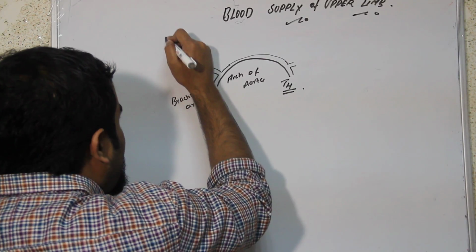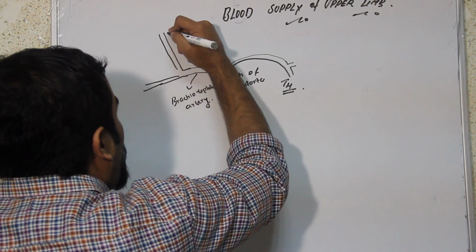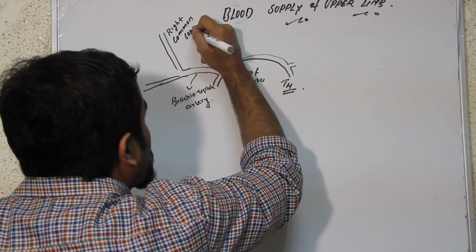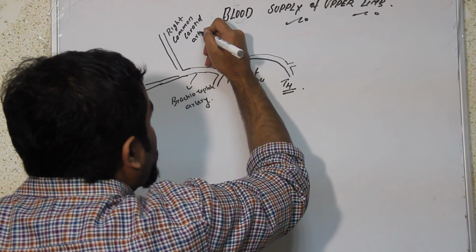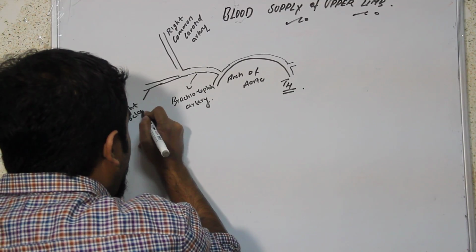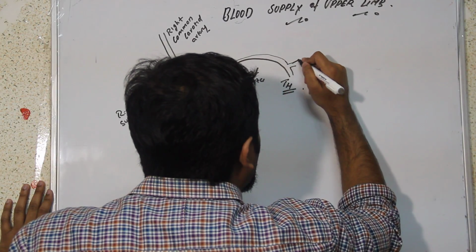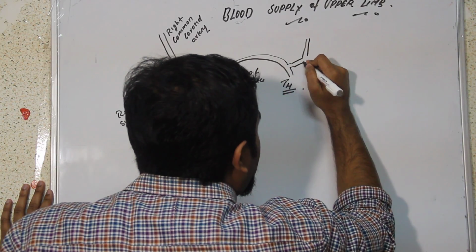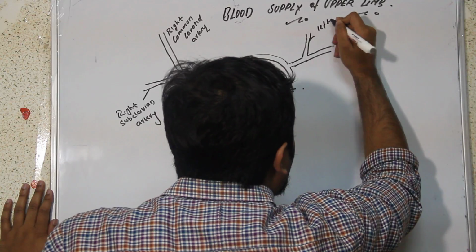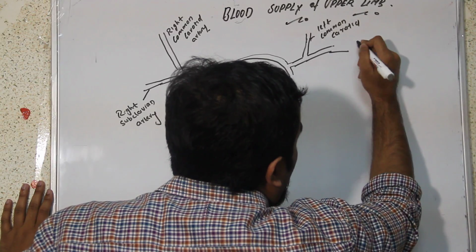This brachiocephalic artery will be divided into two. That is, it will form the right common carotid artery and the right subclavian artery, okay? And the left side forms directly the left common carotid and the left subclavian artery.